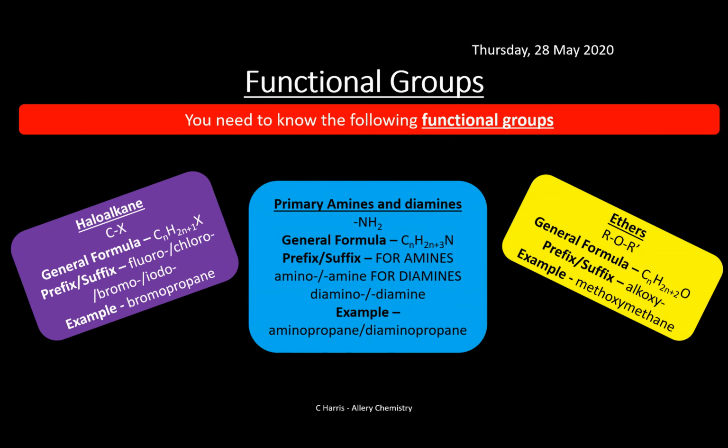Okay, so another one are amines. Okay, so primary amines and diamines. So you've got NH2 for an amine. General formula is CnH2n+3N. For amines, use amino as a prefix, or sometimes you can use -amine at the end as a suffix. And then for diamines, we just use diamino or -diamine at the end. So we can use either of them. So an example would be aminopropane or diaminopropane. Okay, so any of them examples there.